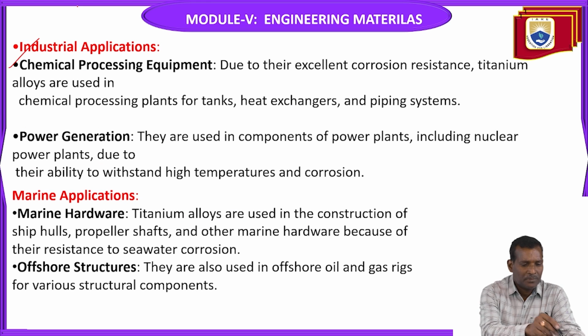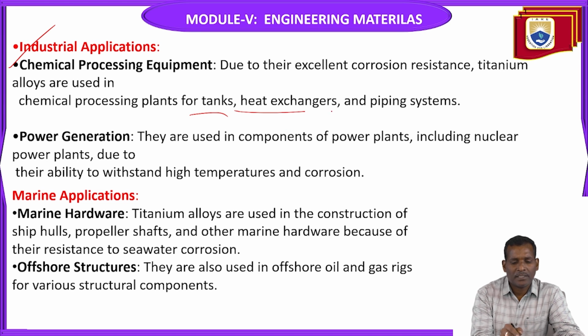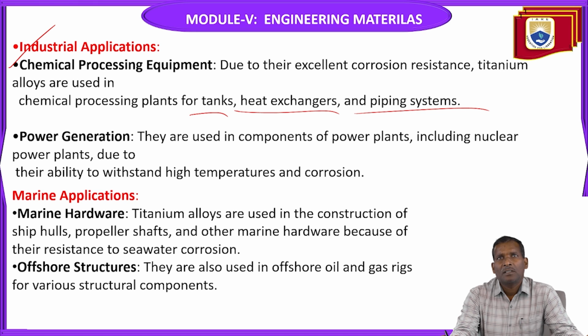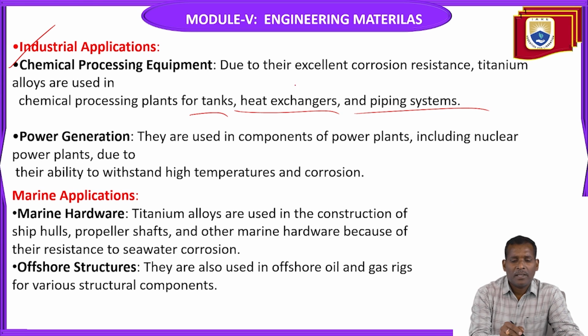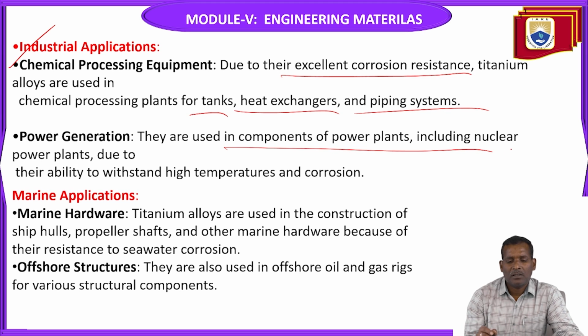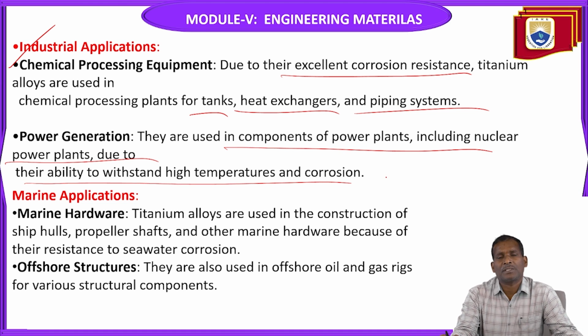Next, industrial applications. Chemical processing equipment. Due to their excellent corrosion resistance, titanium alloys are used in chemical processing plants for tanks, heat exchangers, and piping systems. So, having excellent corrosion resistance. In power generation, they are used in components of power plants, including nuclear power plants, due to their ability to withstand high temperatures and corrosion.